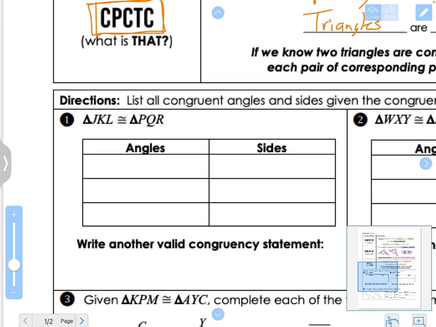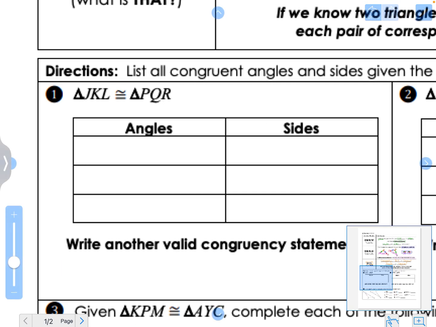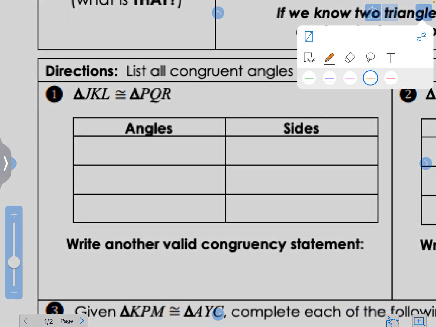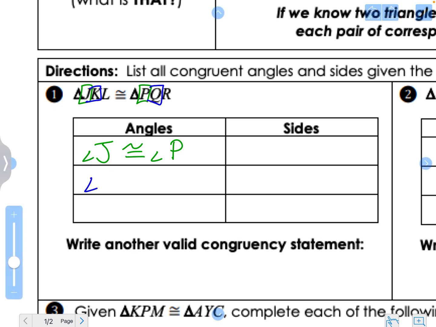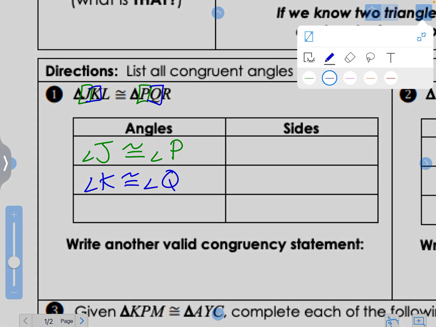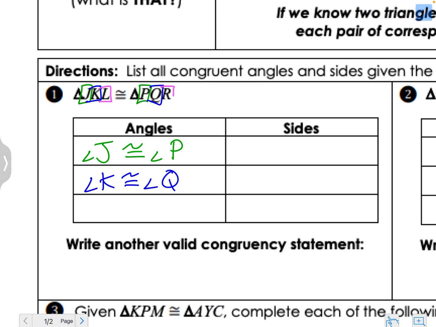So let's put this into action and let's make sure that we understand what it's saying, even if we are not given a picture. So if J comes first and P comes first, I know that angle J is congruent to angle P. If K is second and Q is second, let's actually write the letter right. Angle K is congruent to angle Q. And then with L and R, angle L is congruent to angle R.